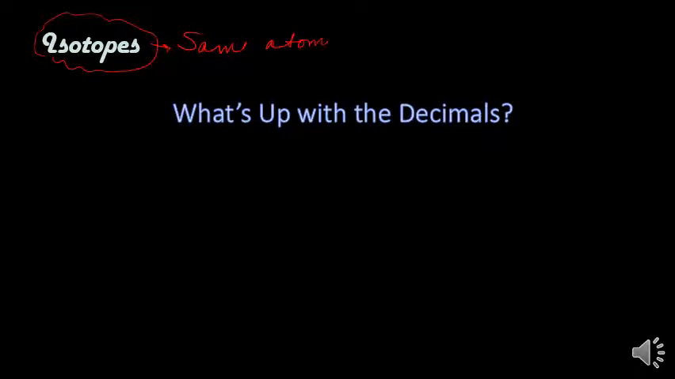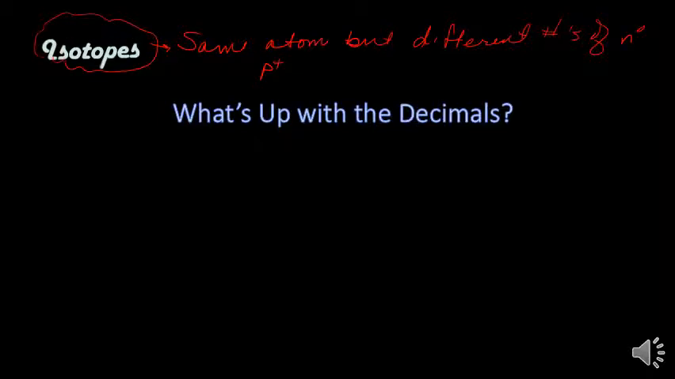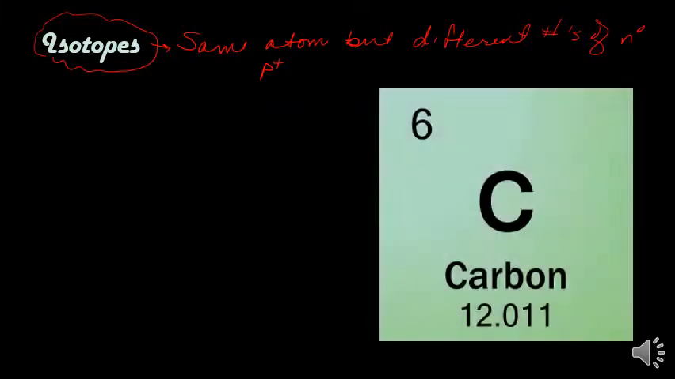But the atoms have the same number of protons. But those atoms happen to have different numbers of neutrons. I've had people ask me, well, why do they have different numbers of neutrons? I'm like, I don't know, that's just the way they exist in nature. So isotopes, same atom, but different numbers of neutrons.